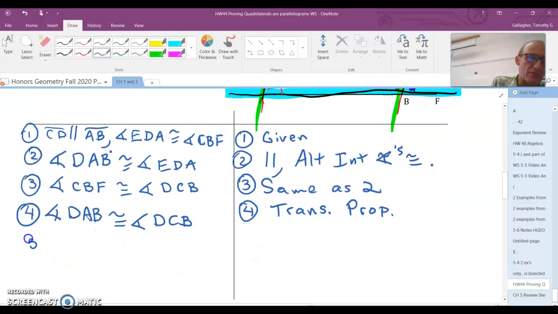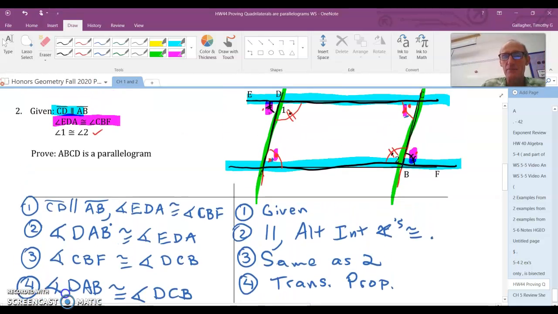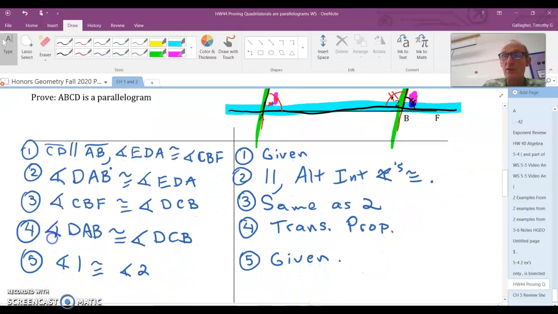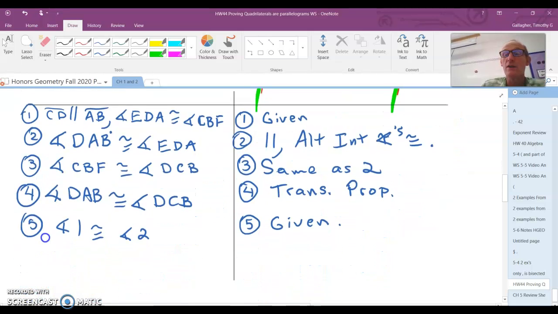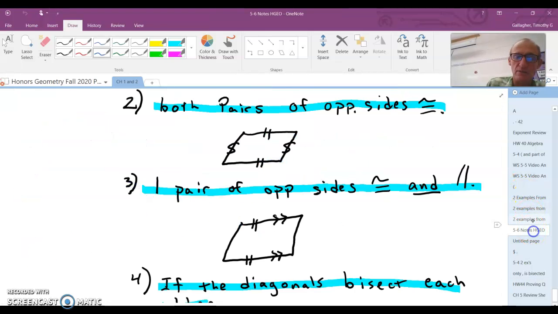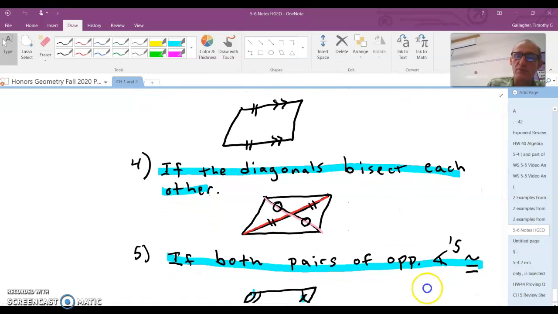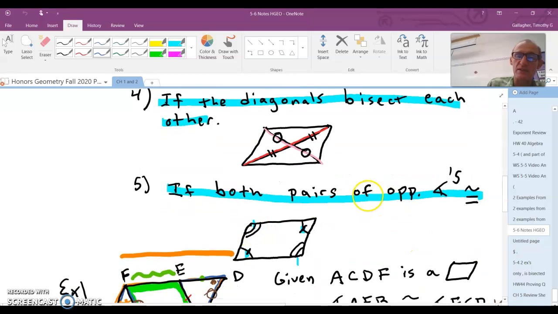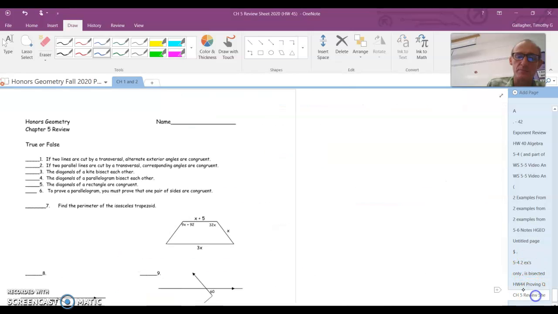Number 5, okay, angle 1 congruent to angle 2, that's given. Okay, and I think that does it, because if both pairs of opposite angles are congruent, the quadrilateral is a parallelogram. That goes right to this, see? If both pairs of opposite angles congruent. That's the 5th one there.